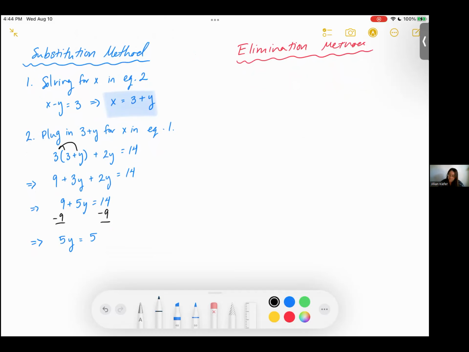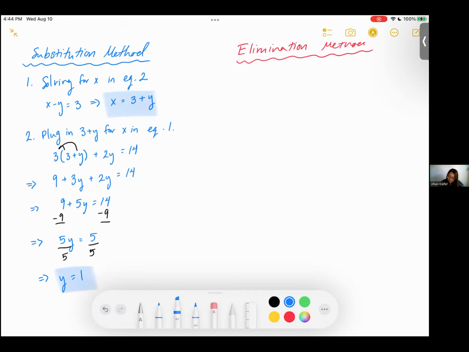Now, we're solving for y. We just need to get rid of the 5 in front of the y. Well, to do that we divide both sides by 5. And this leaves us with y is equal to 1. So, y being equal to 1, we now know what y is equal to. We want to know what x is equal to.